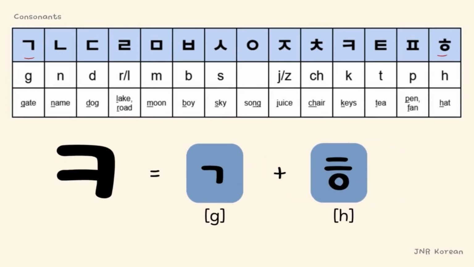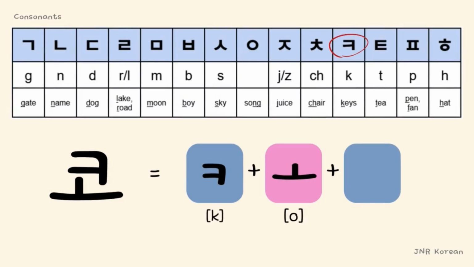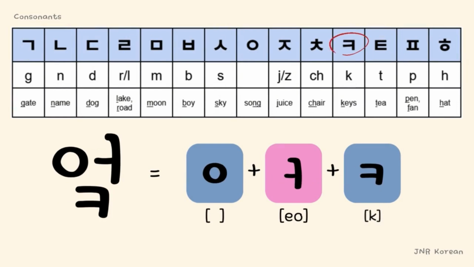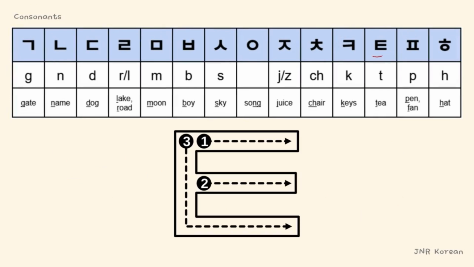키읔 is the aspirated sound of 기역 and is a consonant derived by combining 기역 and 히읗. 기역 plus 히읗 makes 키읔. For example, in the word 코 and 억, the consonant 키읔 in the initial or final position are both pronounced as 크.